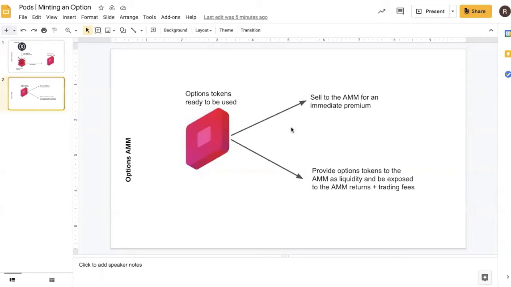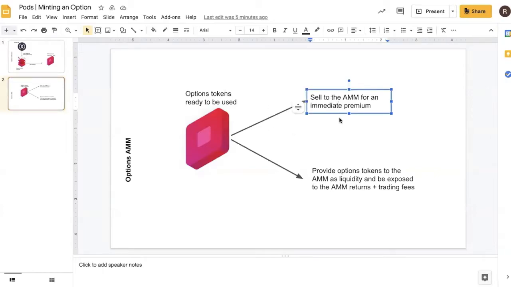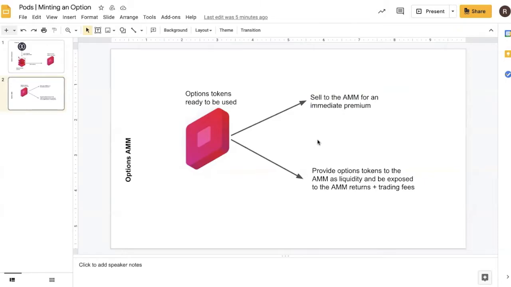You can either sell them to the AMM for a premium that you're going to receive right now based on the current market conditions, or you can provide those options tokens as liquidity to the AMM. By doing so, you would be exposed to the AMM returns and trading fees. There will be more content about this topic in the future, so if you're interested in learning more, stay tuned.